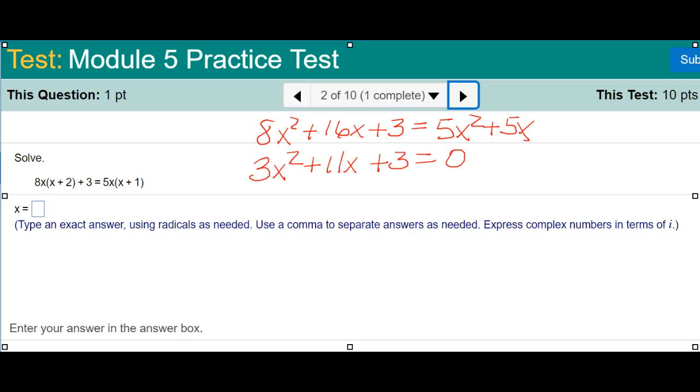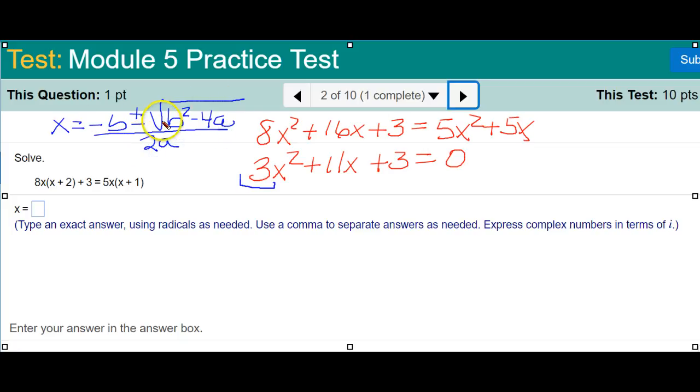So the next thing we might think of is completing the square. Well, that would be very challenging. I wouldn't do that, too many fractions. So our general multipurpose tool is the quadratic formula that you may remember: x equals negative b plus or minus the square root of b squared minus 4ac all over 2a.